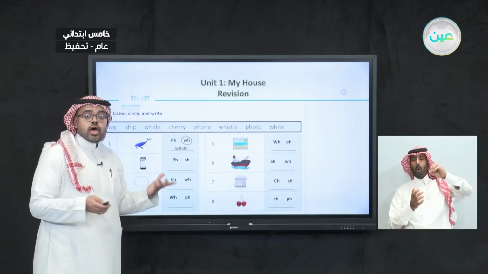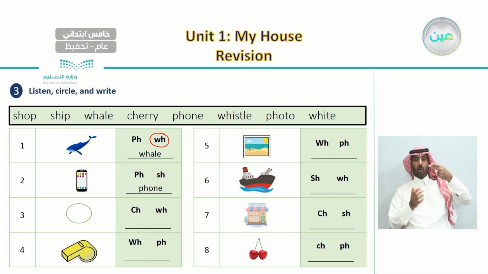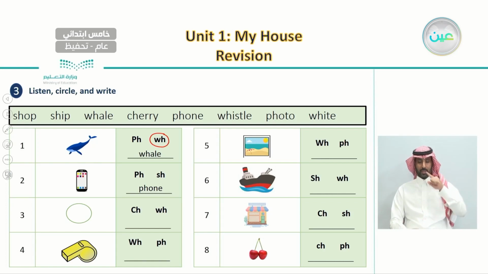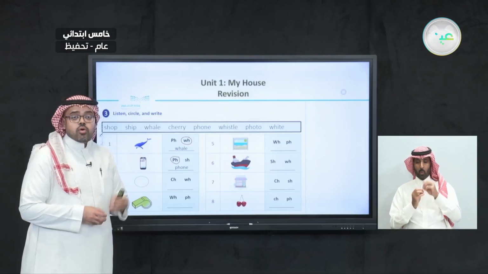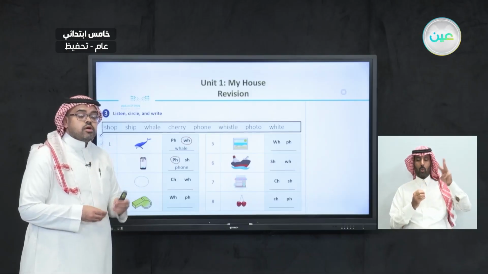This is a phone. And phone starts with P and H. So here we go, we circle P and H. Now let us move on to number 3. Look at the picture of number 3 and tell me, from this list, what color is this? It is white.